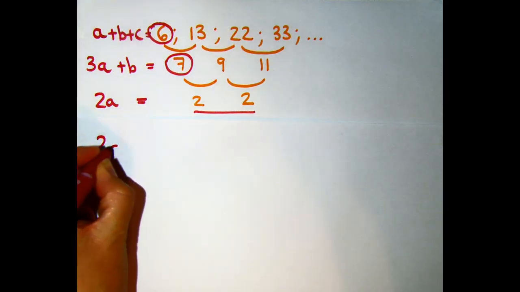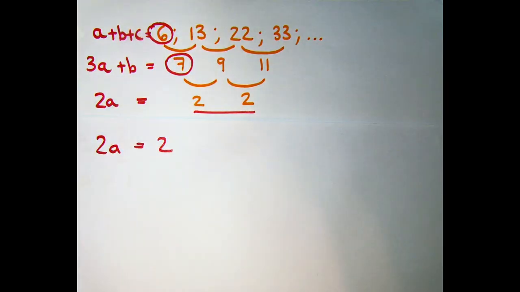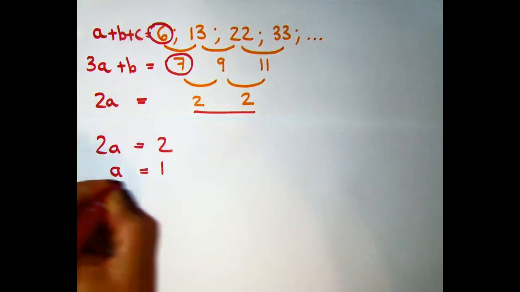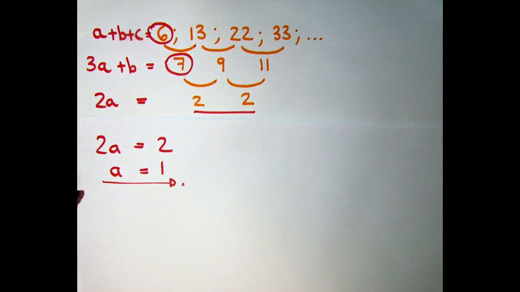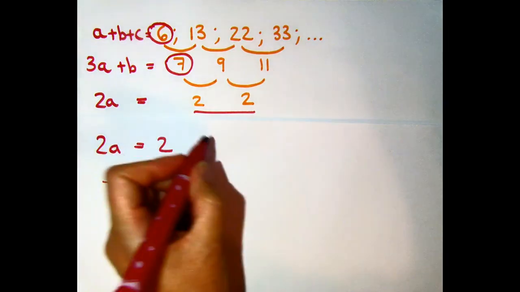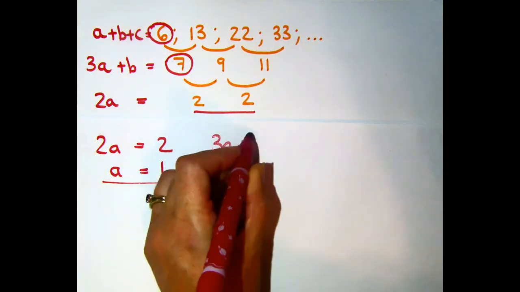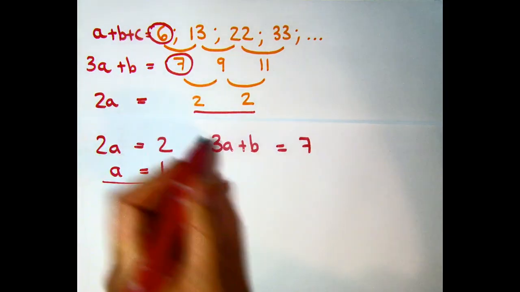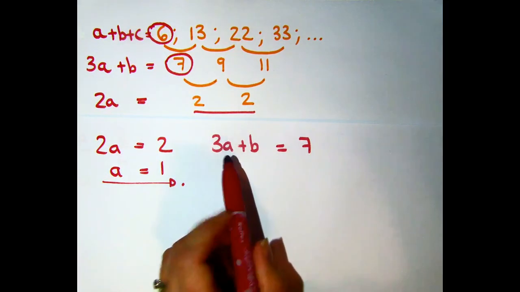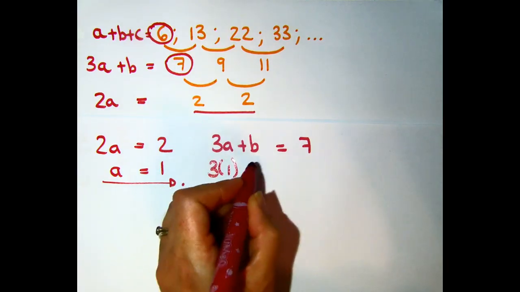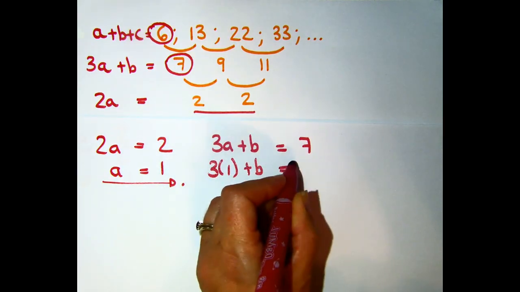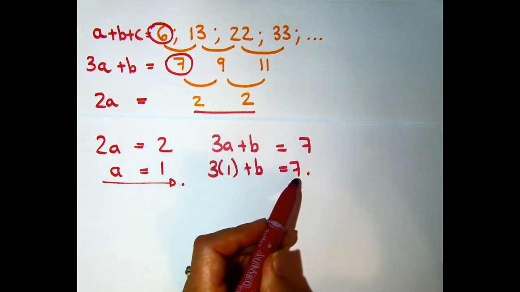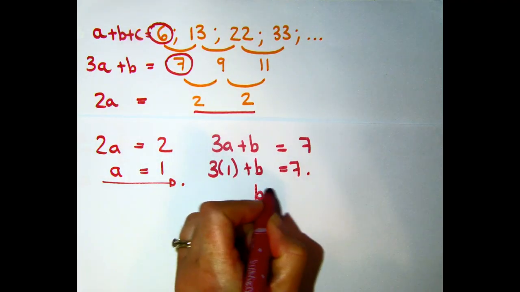So if 2a equals 2, dividing both sides by 2, a is going to equal 1. Then we use that in the next bit. 3a plus b equals 7. But we know what a is, so we sub it in. 3 times 1 plus b equals 7. So 3 plus b equals 7, so b must be equal to 4.